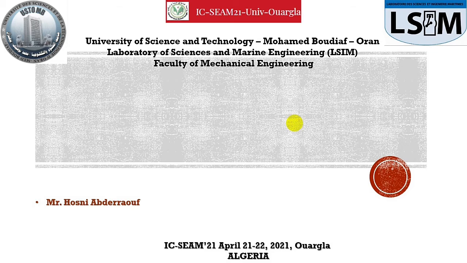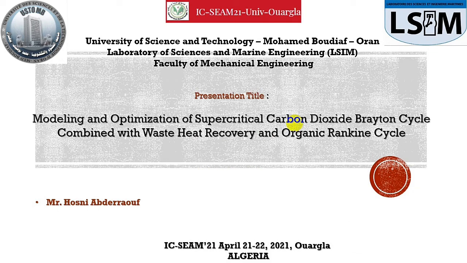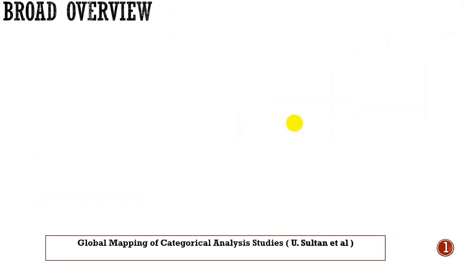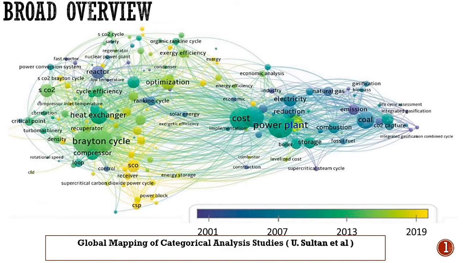My modest work is about the modeling and optimization of a supercritical carbon dioxide Brayton cycle combined with waste heat recovery and an organic Rankine cycle. Currently, energy conservation and emission reduction have drawn great attention as a result of energy shortage and environmental pollution. An analysis based on the category of each study is shown on this global mapping.